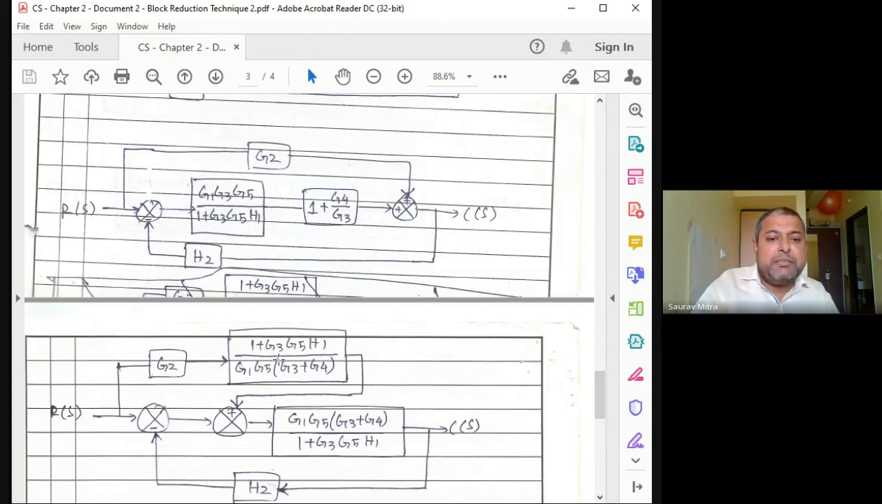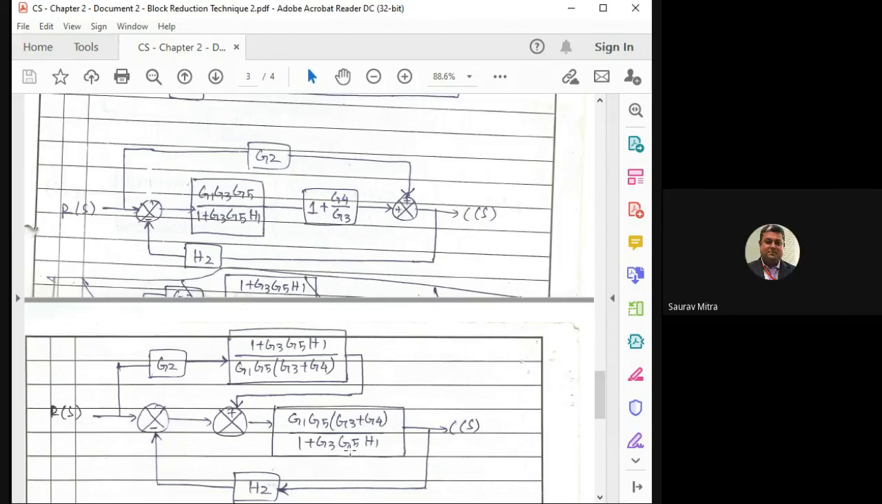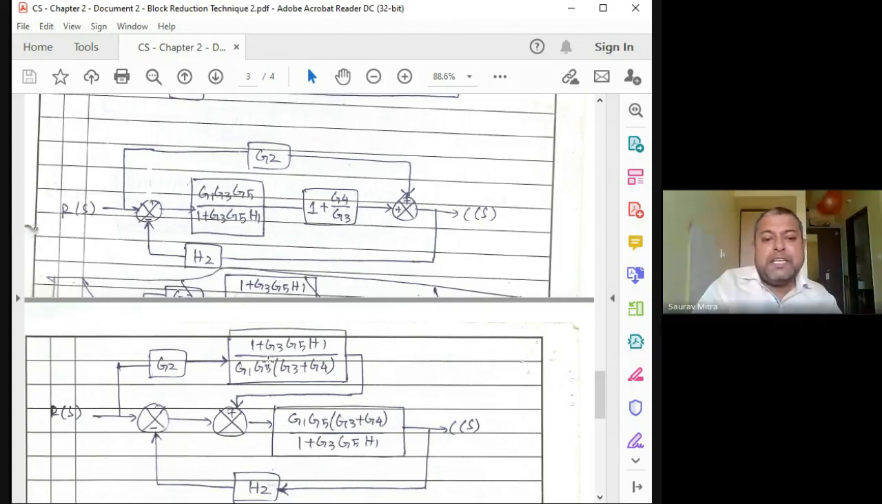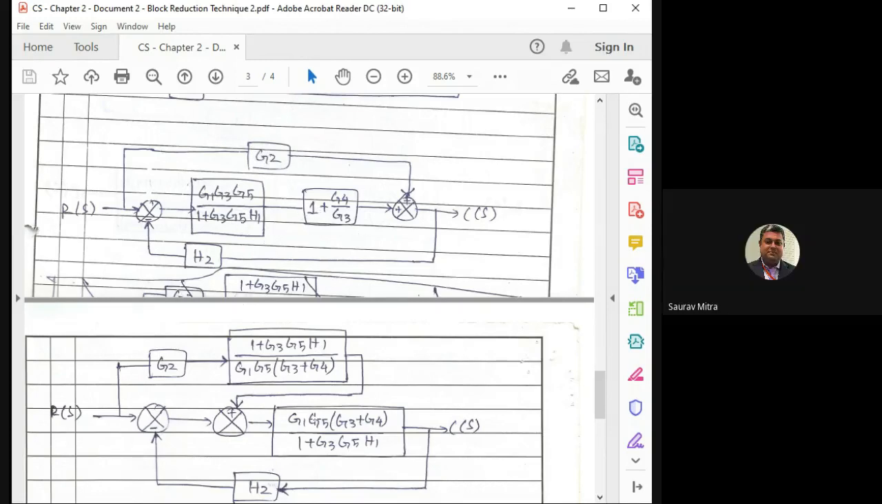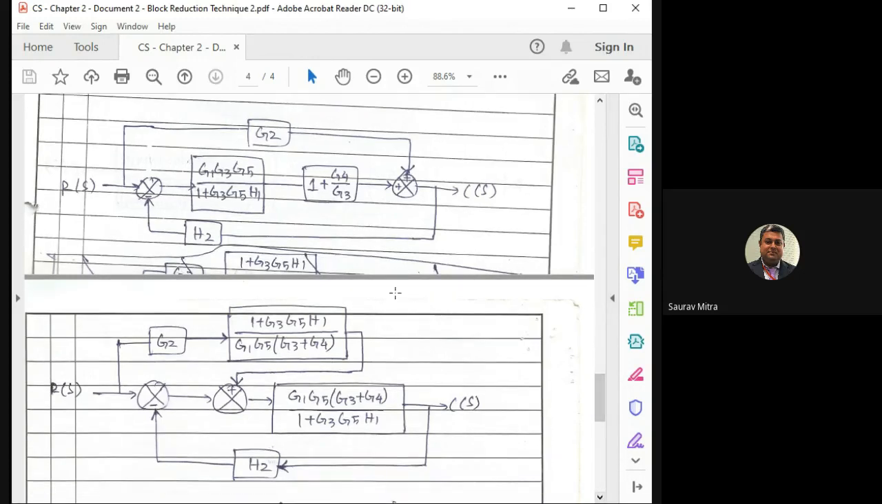So G2 has to be divided by this gain, that is G1 G5 G3 plus G4 divided by 1 plus G3 G5 H1. That means it is the reverse of what you are finding here. Okay, so whatever gain you find here, 1 upon that has to be multiplied with G2. That means G2 has to be divided by this gain. That is what we are finding. So this is the most important step, and there is a page change also. So check this step. This is very much important.